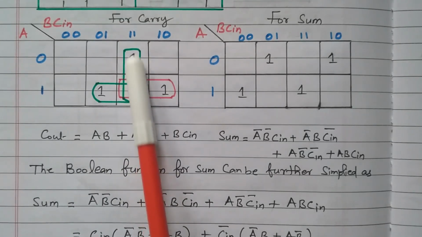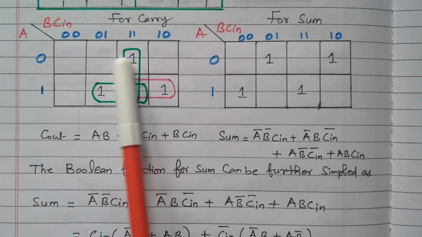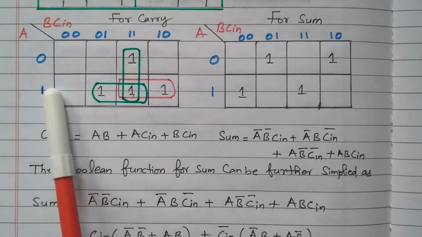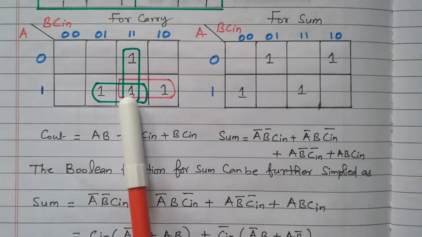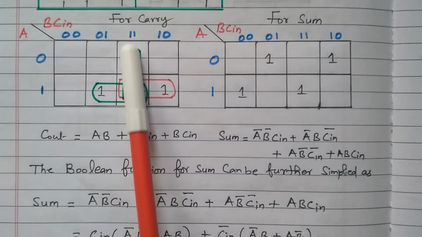Now, we have to combine these 2. While combining these 2 we have to refer to the first row and second row. First row and second row is 0 and 1. So both got cancelled. Then we have to refer to the third column. Third column is 1, 1, right.